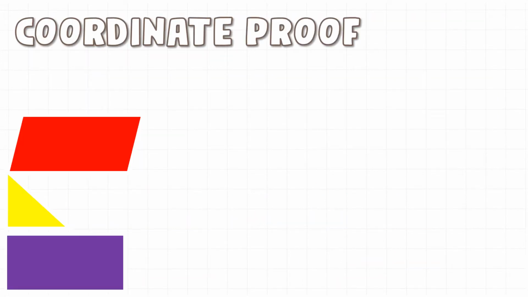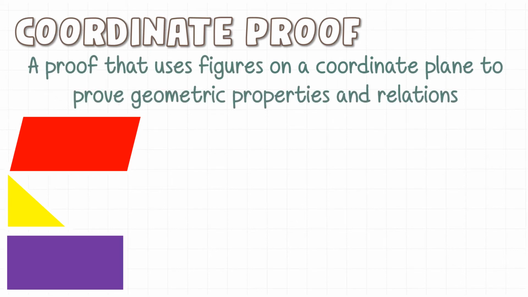Now, let us go to the coordinate proof. Coordinate proof is a proof that uses figures on a coordinate plane to prove geometric properties and relations. You know, class, in mathematics, especially in geometry, hindi porket mukhang circle or mukhang square, mukhang trapezoid, mukhang parallelogram, iko-conclude na natin na ganun siya. We have to prove. Kasi nga sabi, never assume unless otherwise stated.